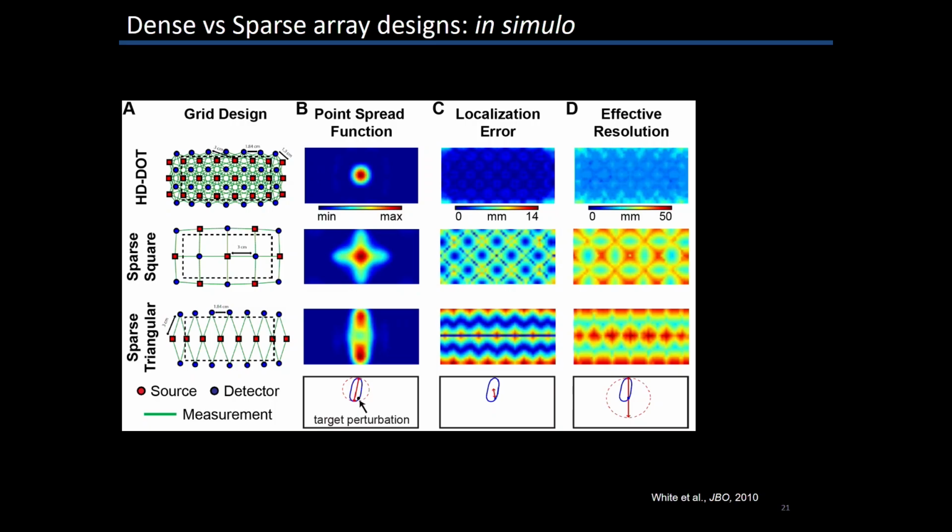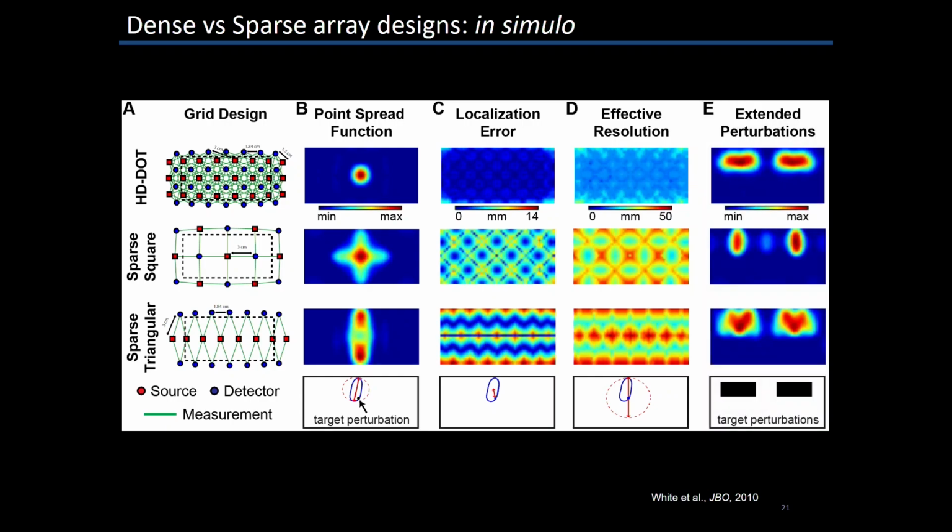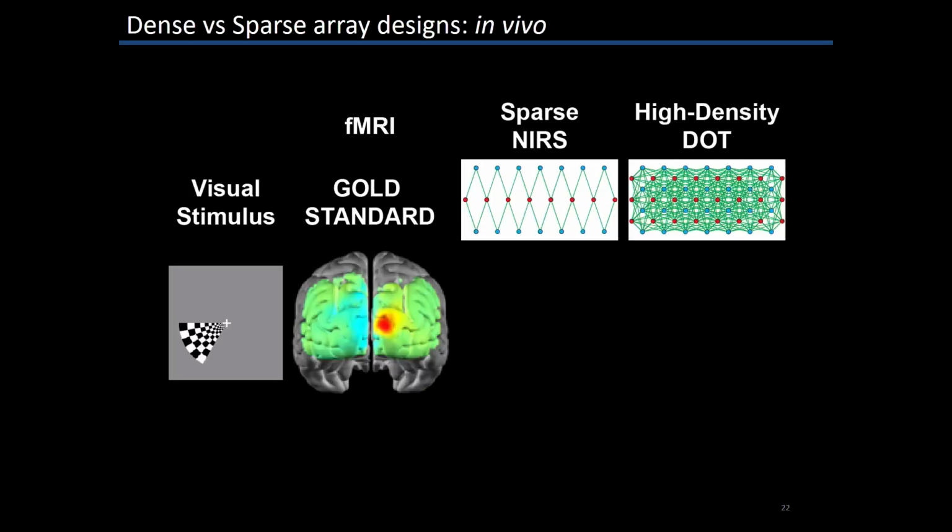Effective resolution, so how big is the point spread function? Again, when you have a high-density grid, it's more even, and when you have a sparse grid, there's a lot of bias in the field of view that can lead to false positives and false negatives in group studies. And this is also shown using extended perturbations.